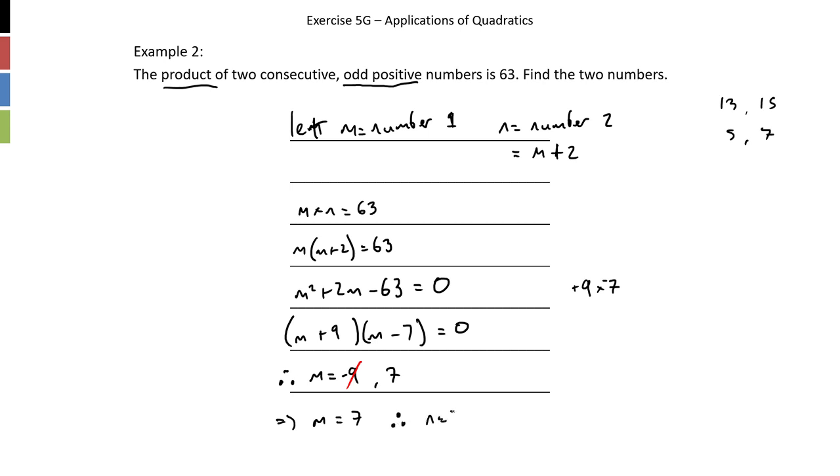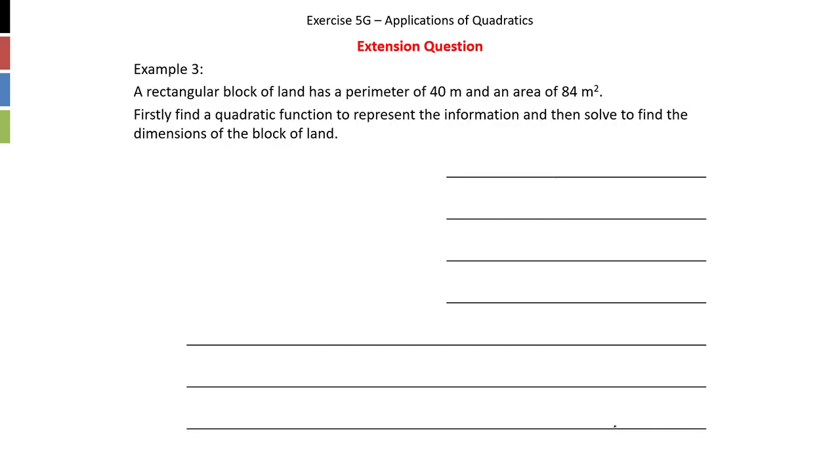Therefore, n equals 7 plus 2 equals 9. And we know 7 times 9 is 63. So that works. So we got asked a worded question. Answer our question in words. So the two numbers are 7 and 9. Done. Tick. Lovely.